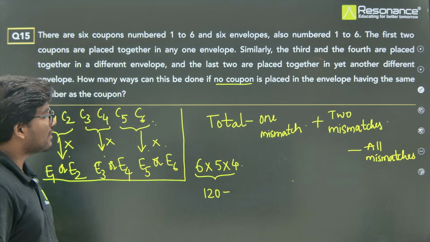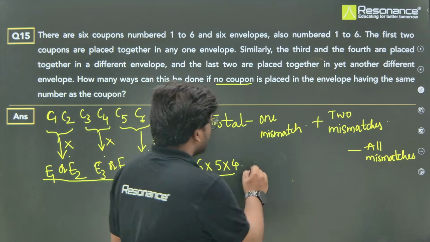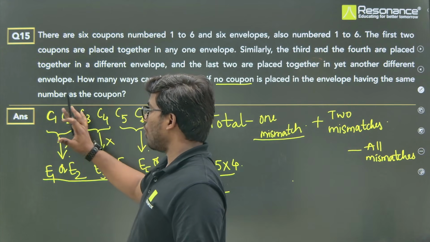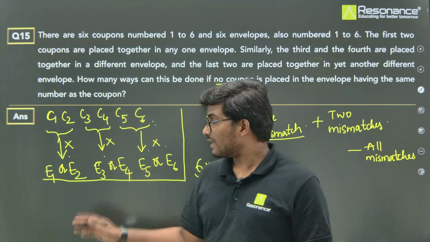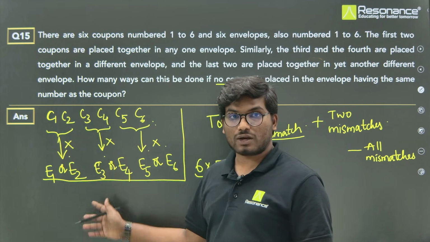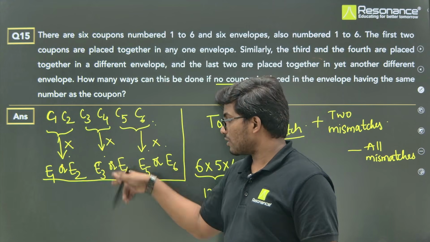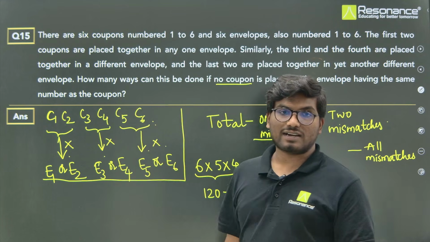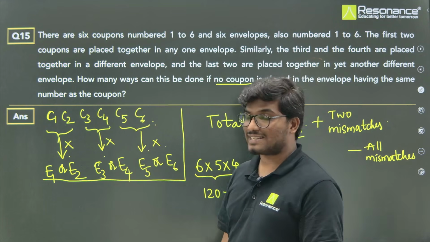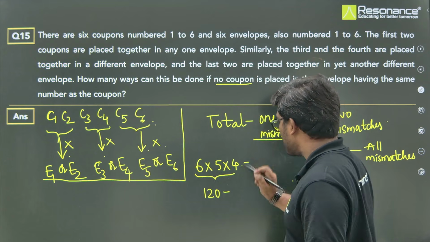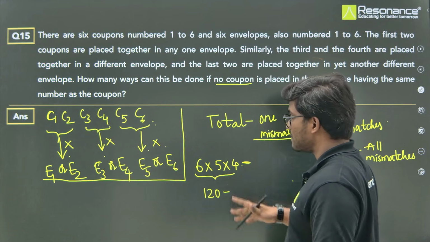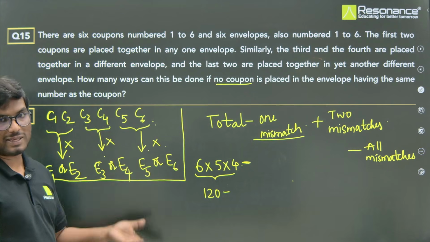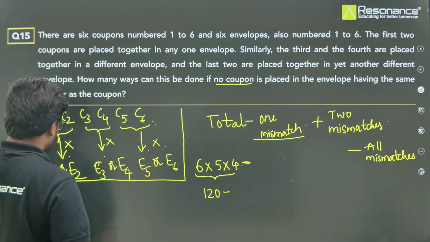So this becomes 6 × 5 × 4, which is 120. 120 minus 1 mismatch. 1 mismatch as in either C1, C2 as an entity going to E1 or E2, C3, C4 as an entity going to E3 or E4, or C5 and C6 going to E5 and E6 as an entity. In that case, just remember, one mismatch, right? Say this is my case, remove that. We'll just multiply by 3.